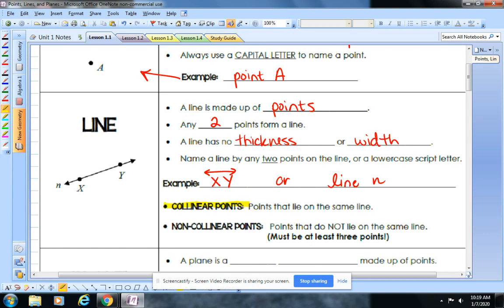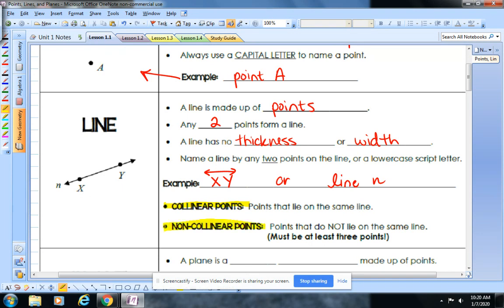Okay? So collinear means they share a line. Okay? So collinear points are any 2 points that are on the same line. There can be more than 2 pairs of collinear points on a line. Okay? So collinear points are any points that are on the same line. So X and Y are collinear because they're both on that same line. Okay? Non-collinear, what do you think that means?